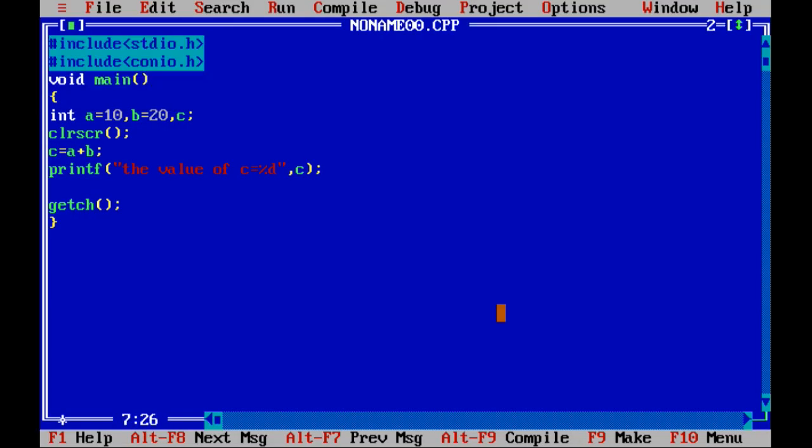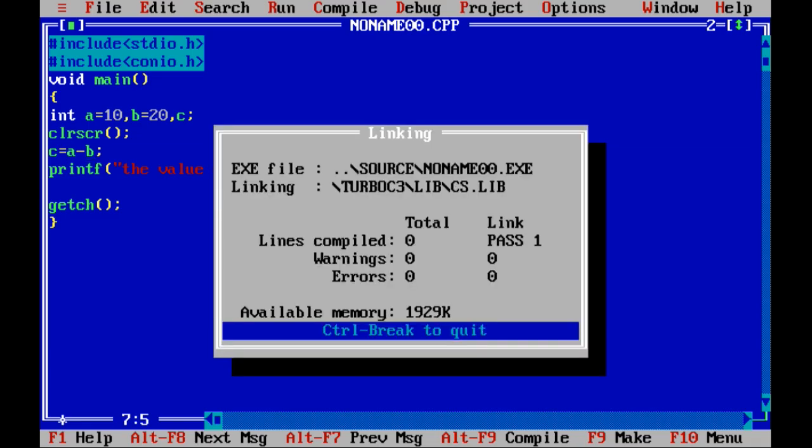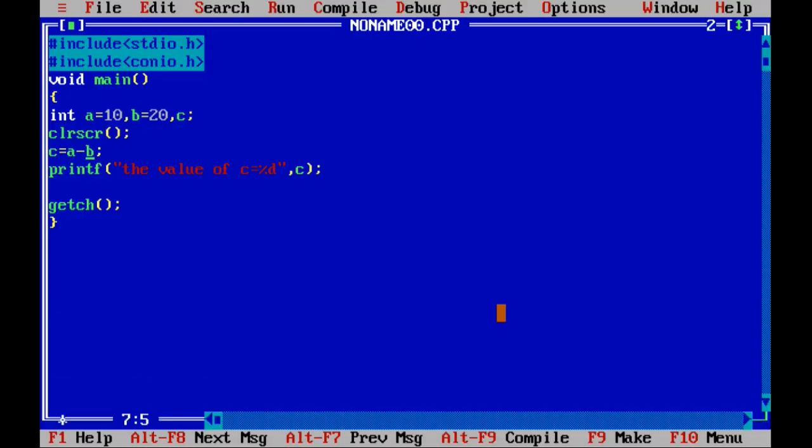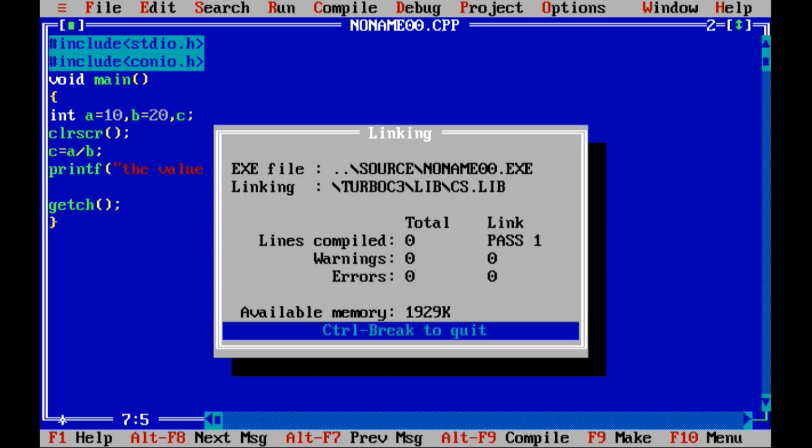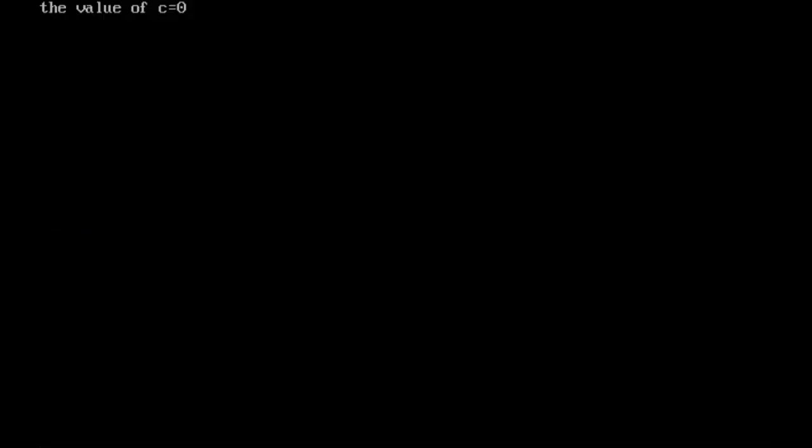If I write minus here, it becomes subtraction, so you will get minus 10. Compile and execute the program, and you will get minus 10. Now I want to show you the division operator: 10 divided by 20. Can I divide 10 by 20? No. What is the answer you will get now? The value of c is 0. Just check it. As I said, when the numerator is less than the denominator with respect to slash, the answer is always 0.